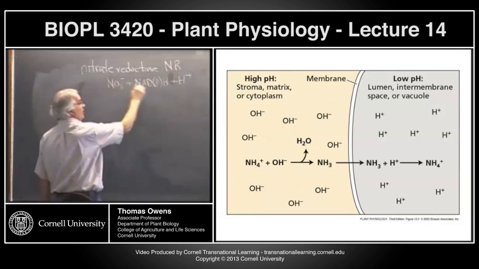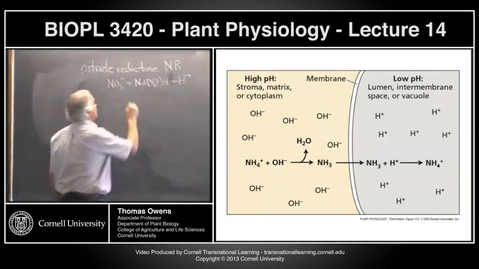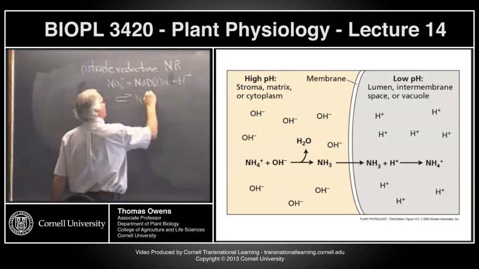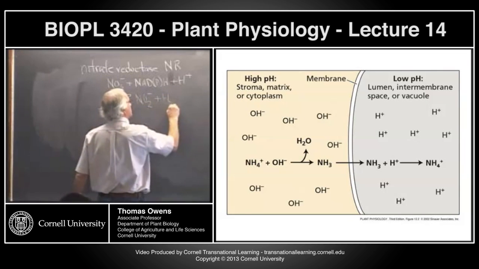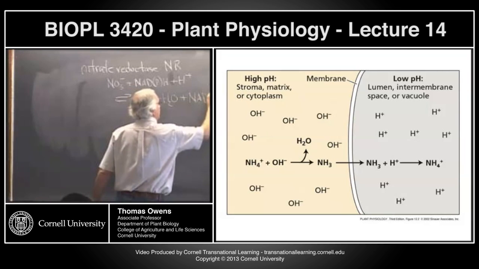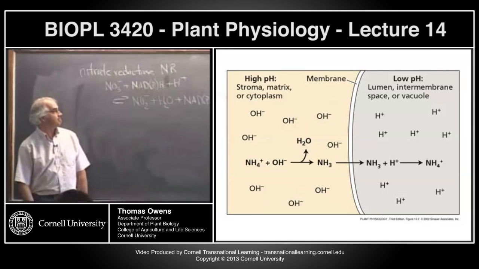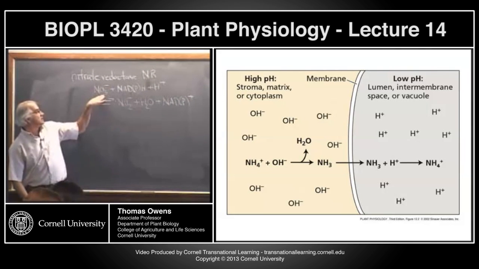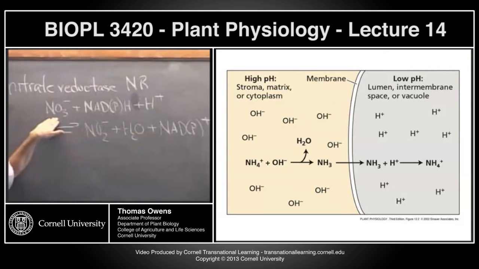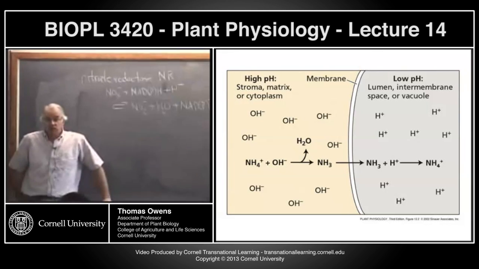so it's taking nitrate and reductant, and that reductant is either NADH or NADPH, and converting that reversibly to nitrite ion plus water plus NAD or NADP. Two electron reduction from valence of +5 to valence of +3 is catalyzed by this nitrate reductase enzyme.